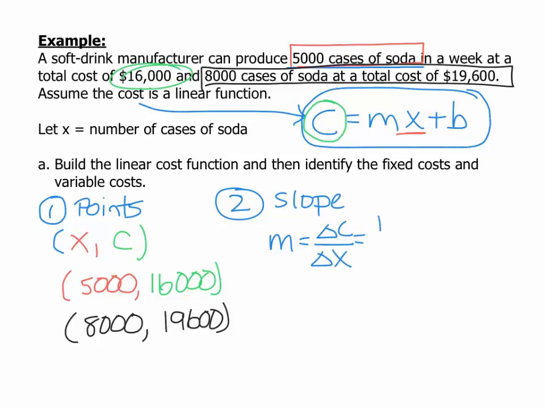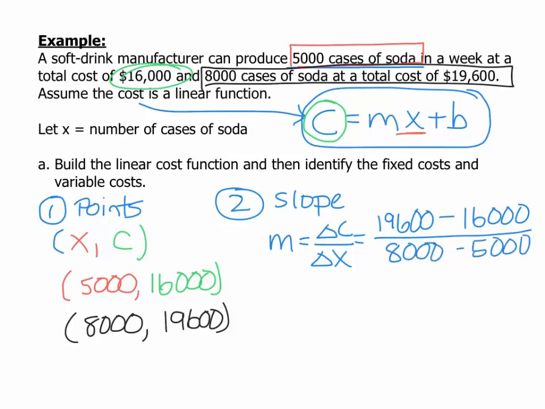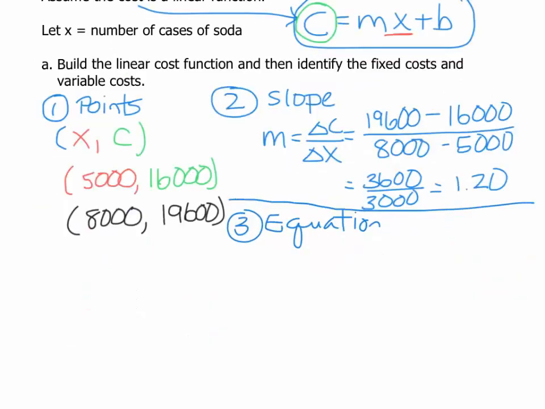So this is going to be 19,600 minus 16,000 over 8,000 minus 5,000, and this gives us 3,600 over 3,000, which is 1.20. So the last thing we need to do is find the equation.